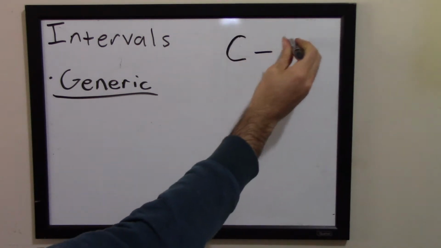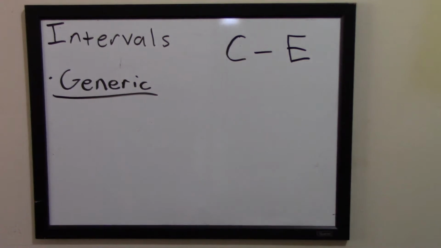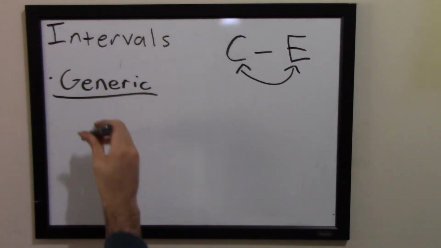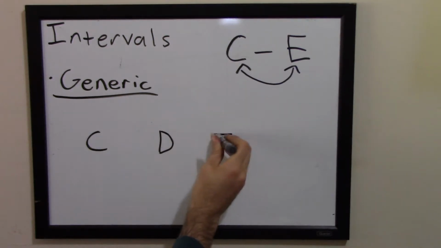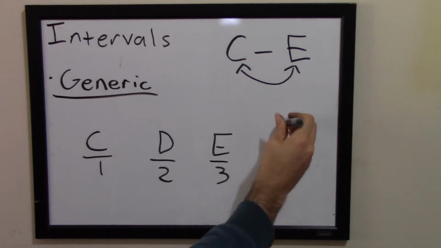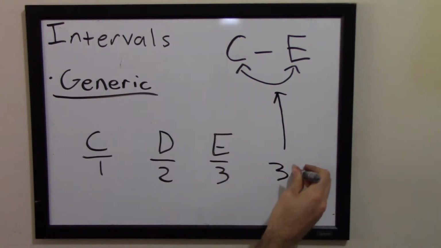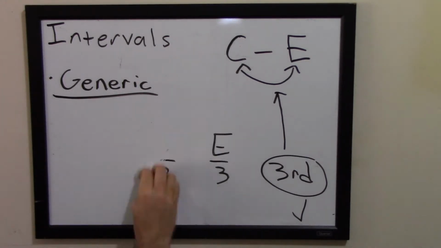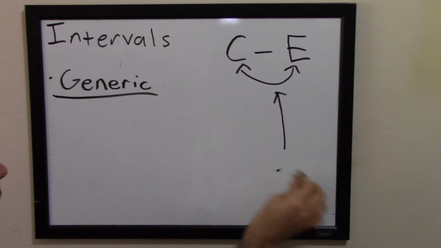Anywho, let's give you some examples. So say we're looking at the distance from C to E. We're looking at the interval between C and E. There's no sharps or flats, so you're just going to count. C is 1, D is 2, E is 3. That means the distance from C to E generically is a third. It is some kind of third. There are different kinds of thirds. There are major thirds, minor thirds, augmented thirds, diminished thirds. But we know that from C to E is some kind of third.